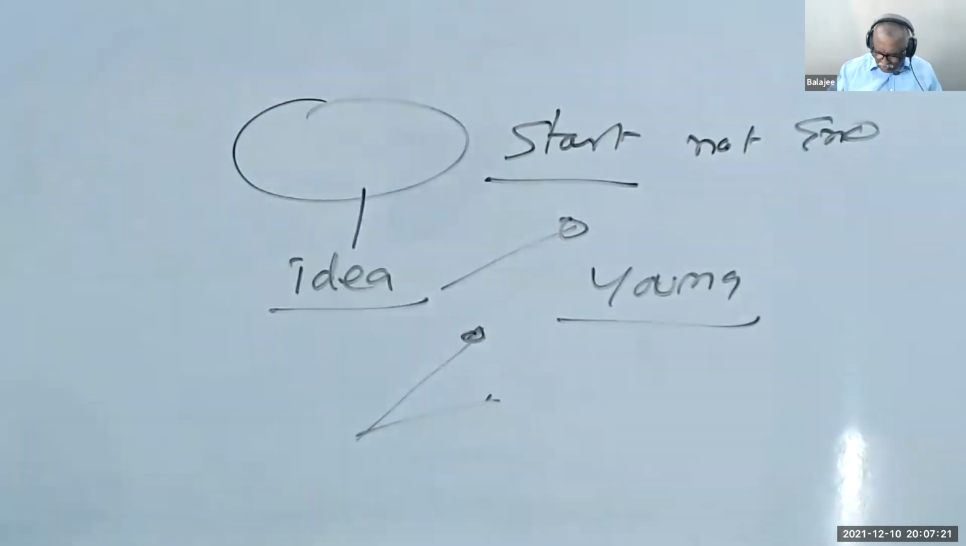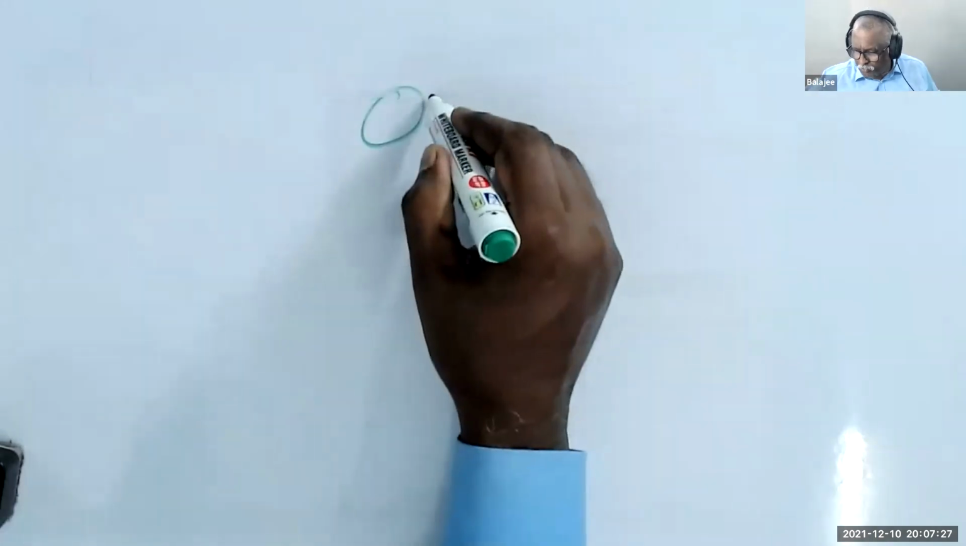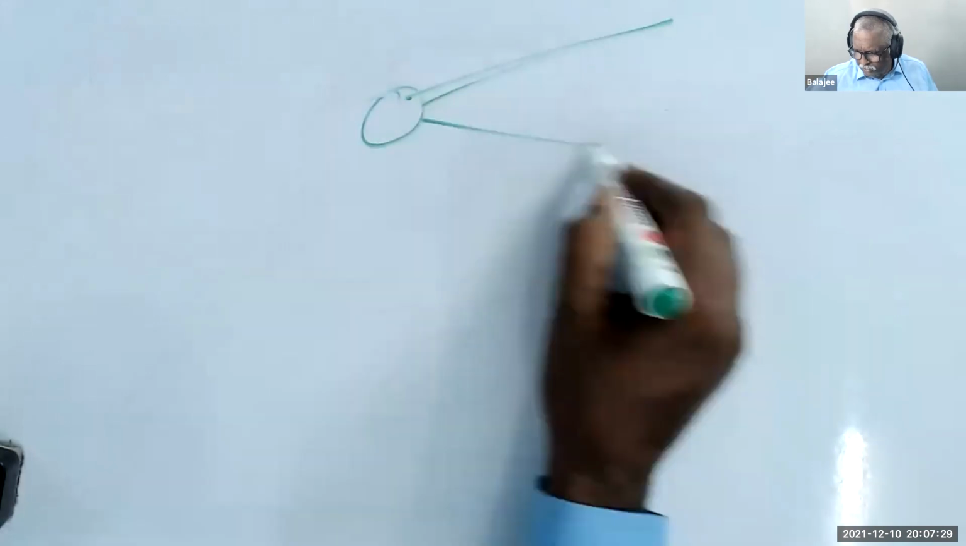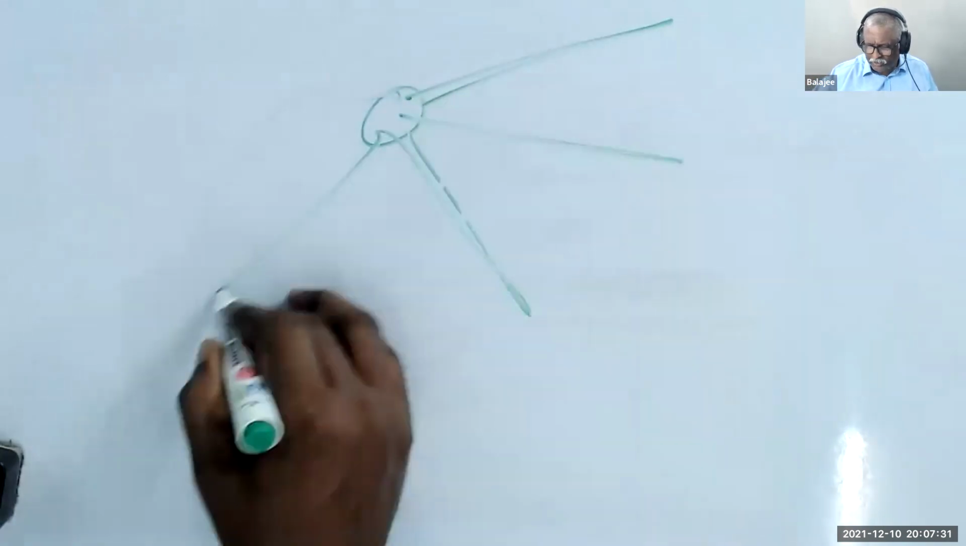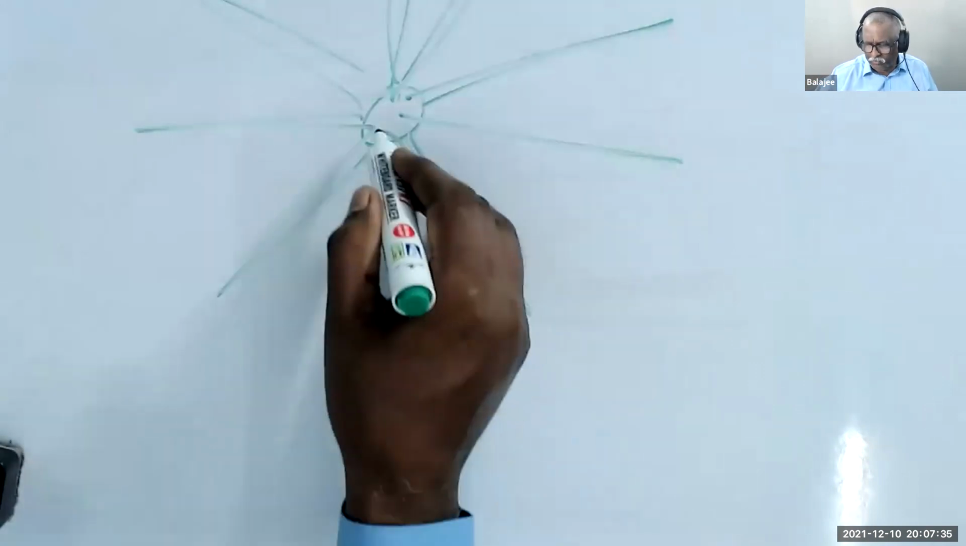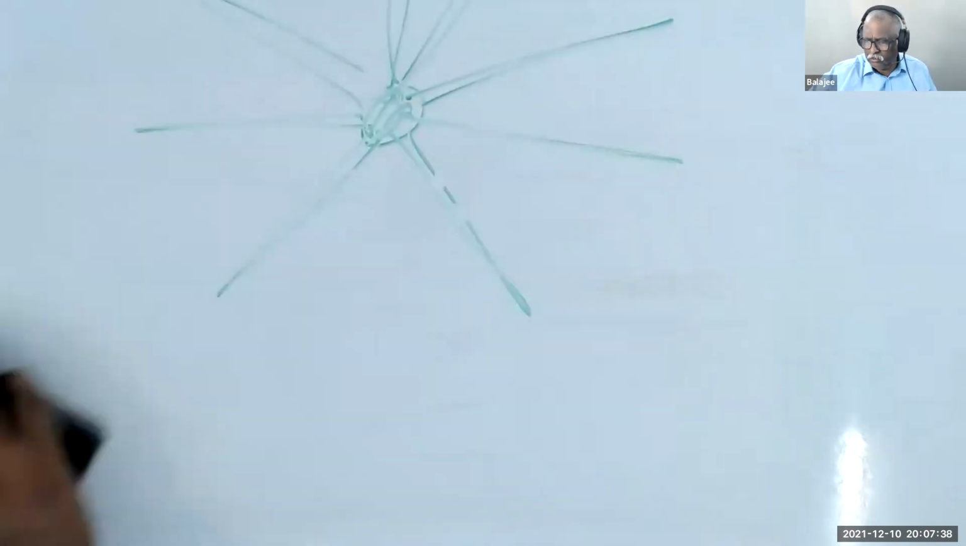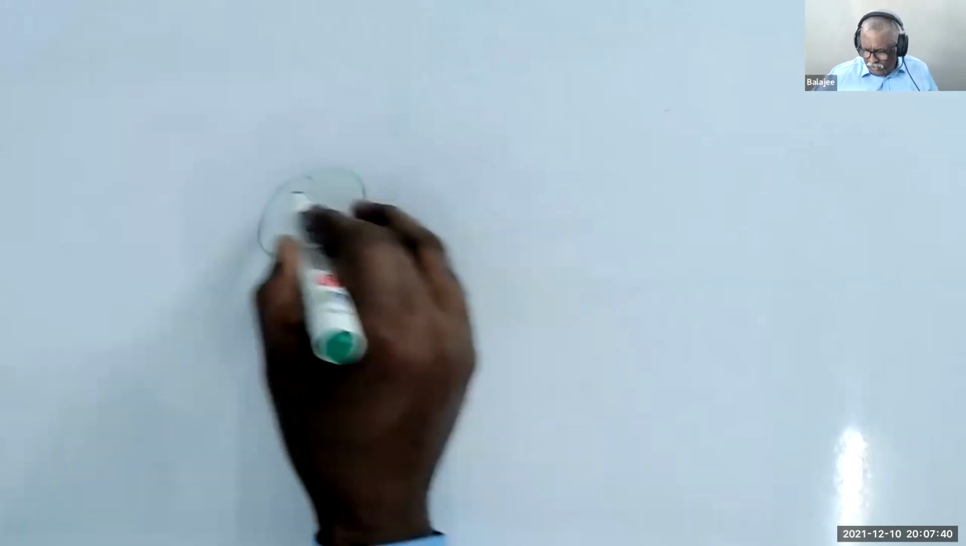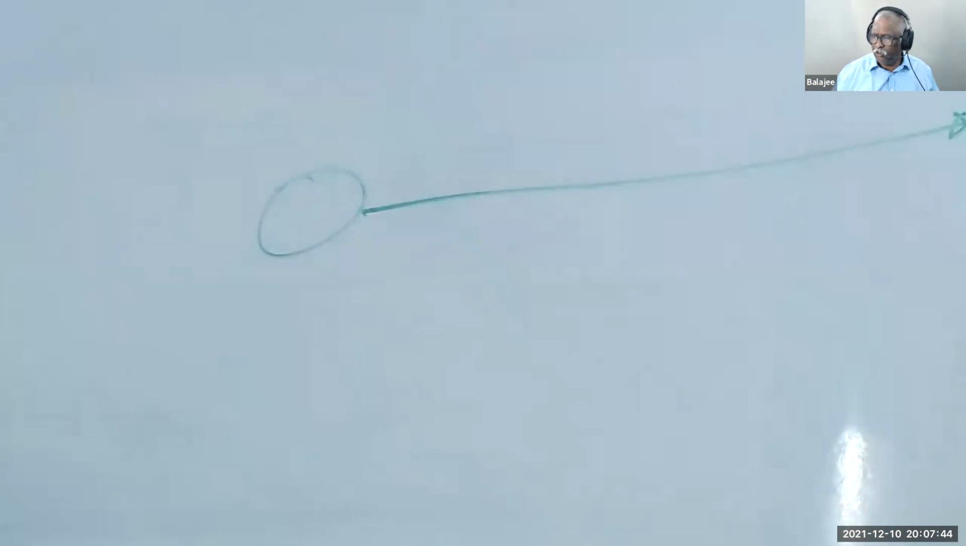Let us assume that you are here. Swim here and come back. Swim here and come back. If you do like this, you'll be here only. But if you take a direction and swim, you will be reaching the very nice goal.